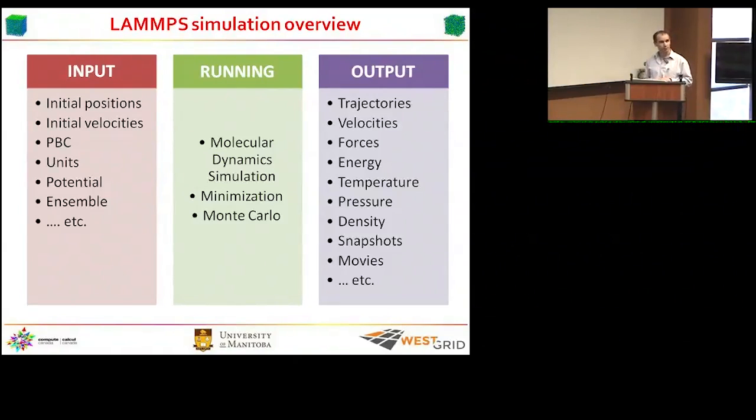So when you run the simulations, depending on the commands you put in the input file, the program can print the trajectories, which means the positions as a function of time. You have to fix when you want to write the positions. You can print out the velocities, the forces, energy, temperature, many options. You can even add movies or a snapshot to the program.